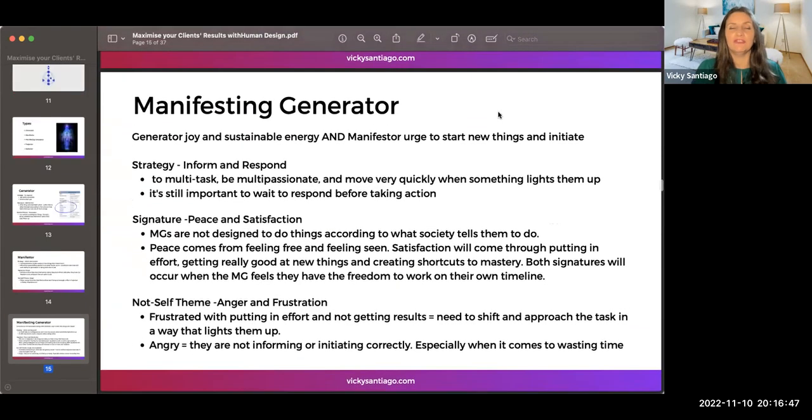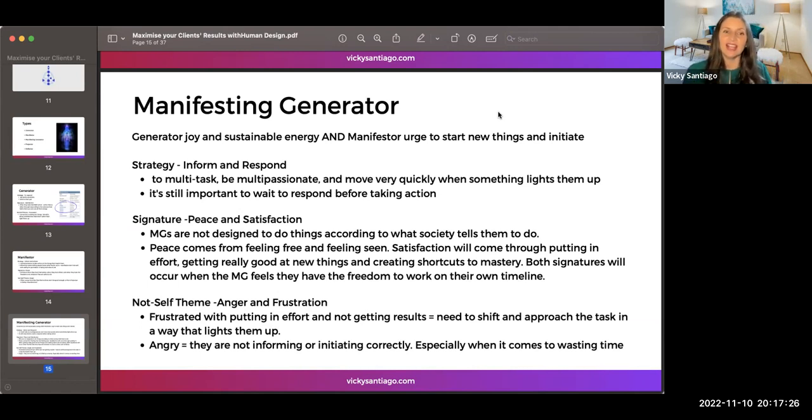Right, the next one we have is the manifesting generator, which is a bit of a combination of the two in a way. It's a combination of that generator joy and sustainable energy and the manifestor urge to initiate and start new things. So they've got the strategy of informing and responding, to multitask, to be multi-passionate, to move really quickly when something lights them up. But it's not just taking action, they've got to respond as well to something that's going on too. So they can have that feeling of peace and of satisfaction.